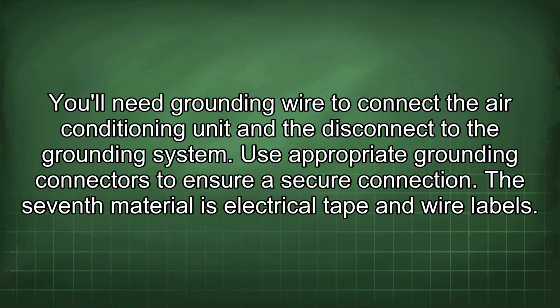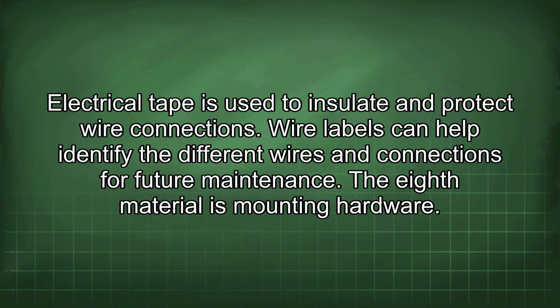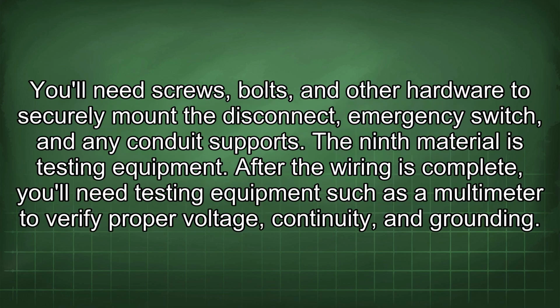The seventh material is electrical tape and wire labels. Electrical tape is used to insulate and protect wire connections. Wire labels can help identify the different wires and connections for future maintenance. The eighth material is mounting hardware. You'll need screws, bolts, and other hardware to securely mount the disconnect, emergency switch, and any conduit supports.